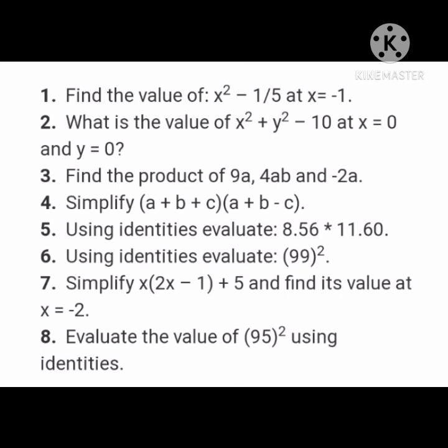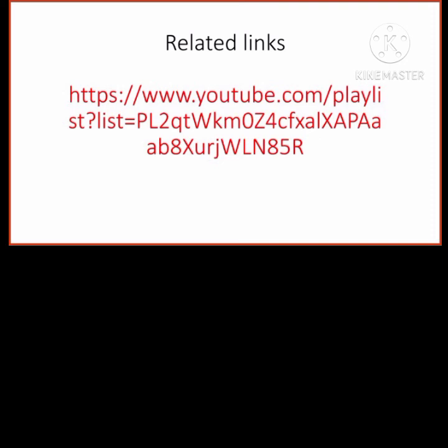Students, these are the homework sums for you. Practice it in your notebook and submit when school reopens. If you have any doubt in this, it will be clarified when school reopens.